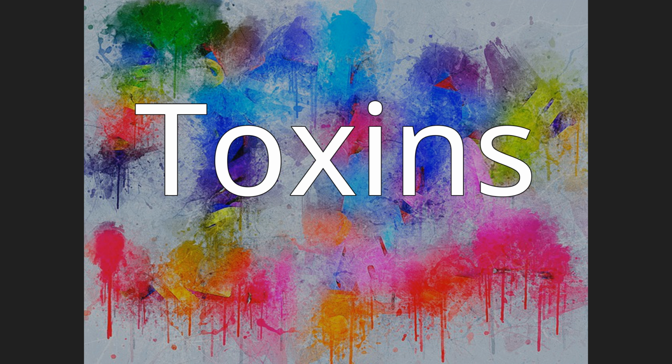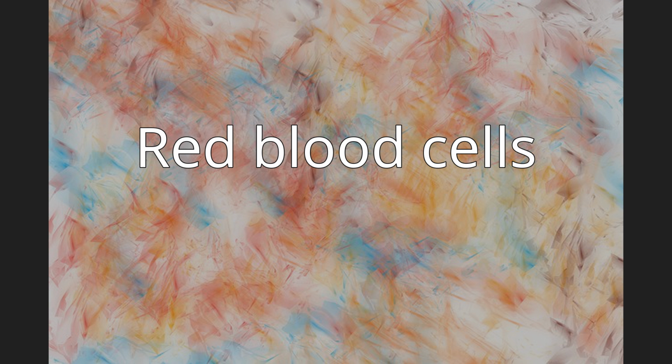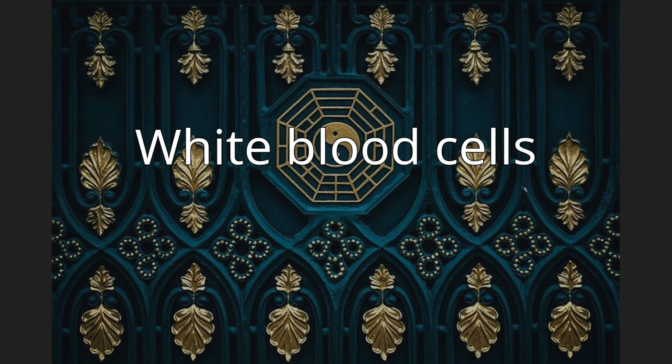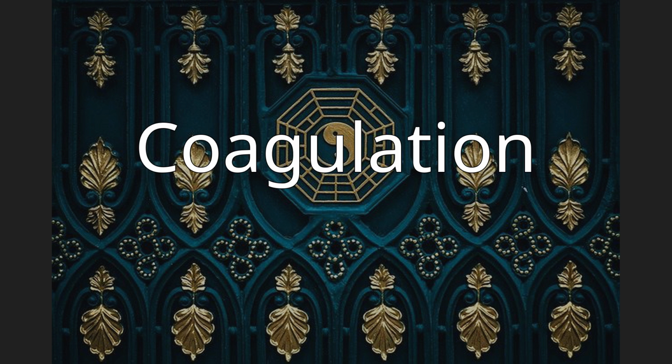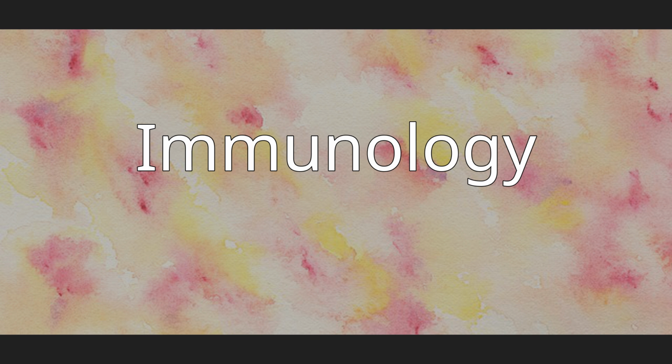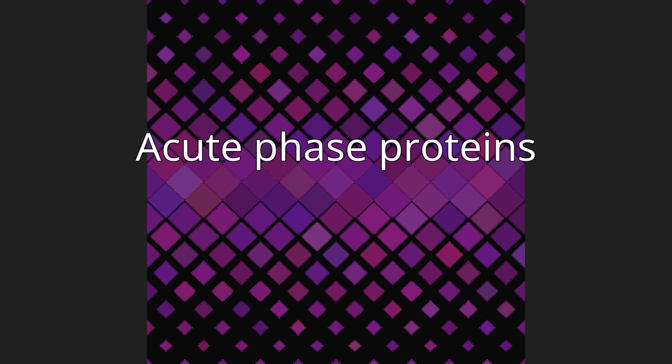Toxins. Hematology. Red blood cells. These values, except hemoglobin in plasma, are for total blood and not only blood plasma. White blood cells. These values are for total blood and not only blood plasma. Coagulation. Immunology. Acute phase proteins.